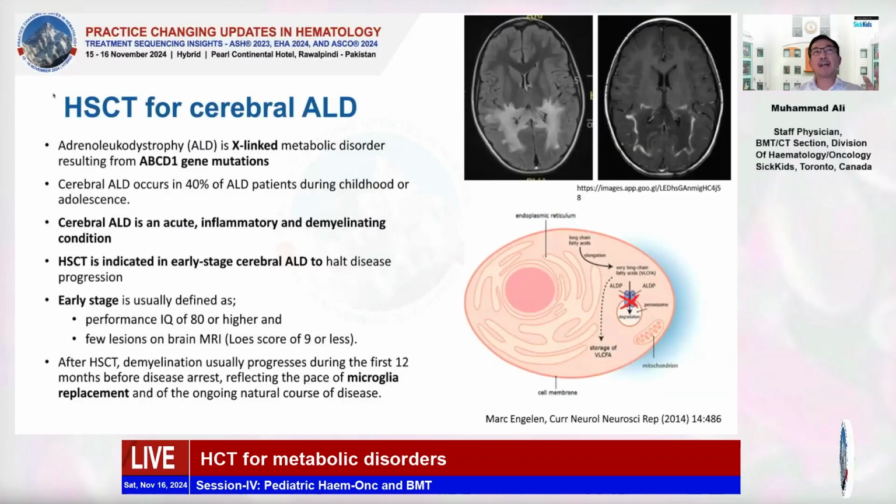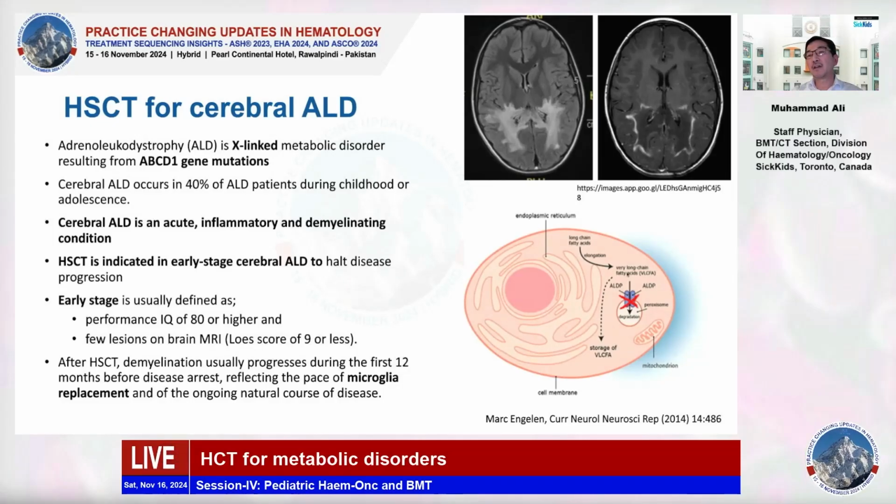And switching gears now to cerebral ALD. So as we all know, adrenoleukodystrophy is an X-linked metabolic disorder because of gene mutation in the ABCD1 gene, which causes a missing ALD protein, which is in the membrane of the peroxisome in the cells. And this protein works as a transport channel for the very long chain fatty acid.